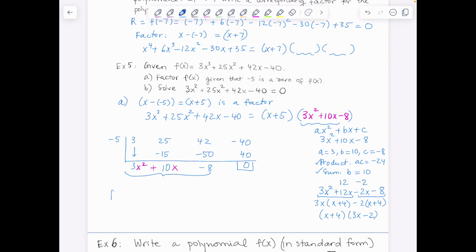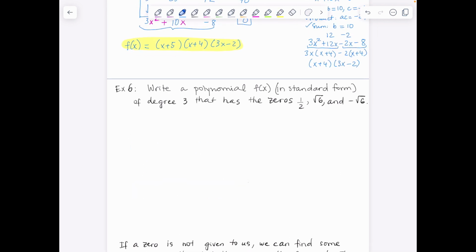So in the end, the function f of x can be factored as x plus 5, which we got here, and then the pink function, which will become x plus 4 times 3x minus 2. So we successfully factored this polynomial of degree 3 completely.